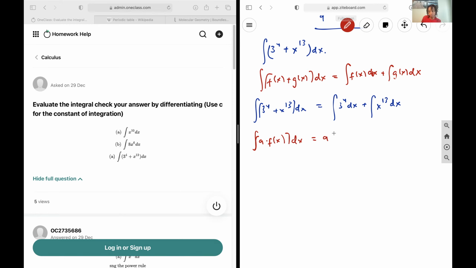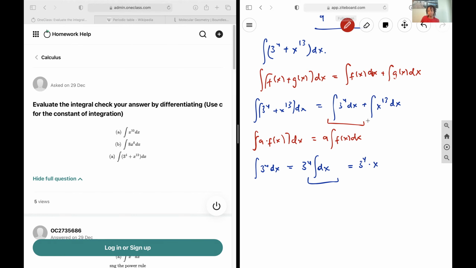Is equal to, pull out the constant, f of x dx, to this one. So that will mean that the integral of 3 to the power of 4 dx is equal to 3 to the power of 4 multiplied by the integral of dx. We know that the integral of 1 multiplied by dx is simply x, so that will become 3 to the power of 4 multiplied by x.